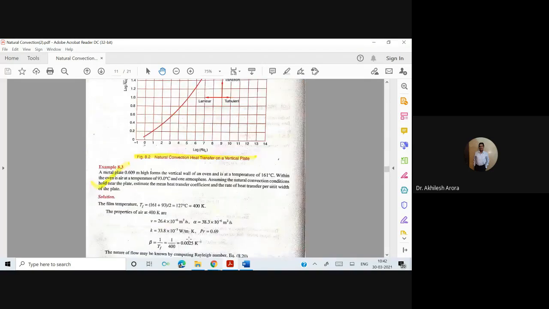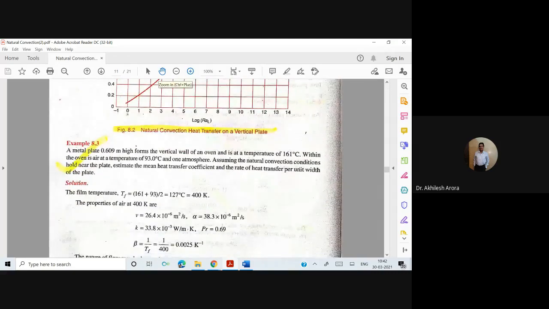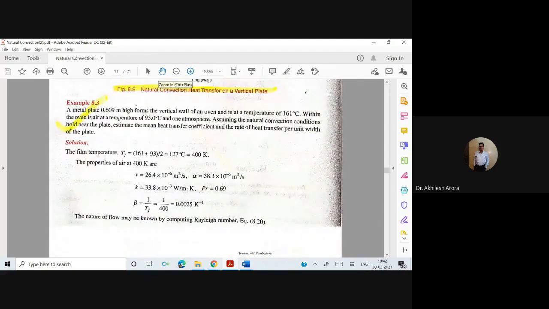Once again, this is the numerical problem which is given here. A similar numerical problem: a metal plate is there which is vertical. Its temperature is given as 161. It is within an oven at a temperature of 93 degrees and 1 atmosphere.